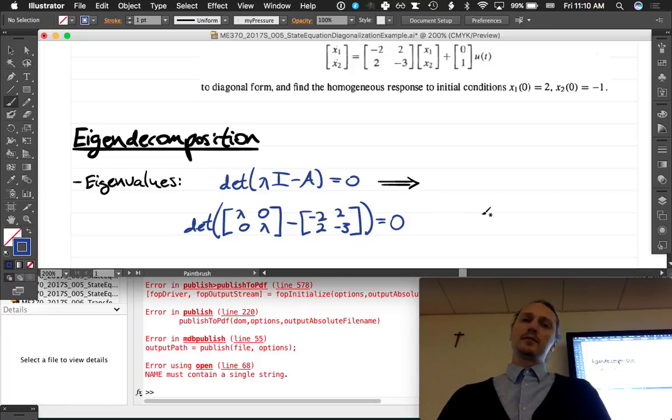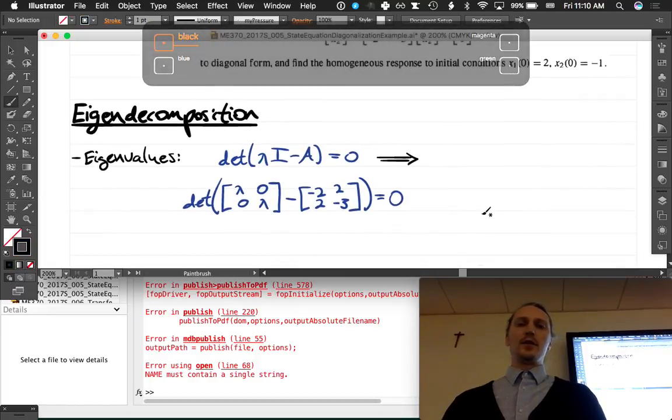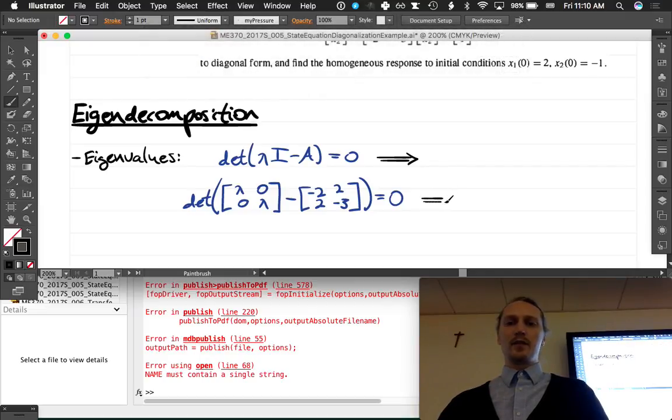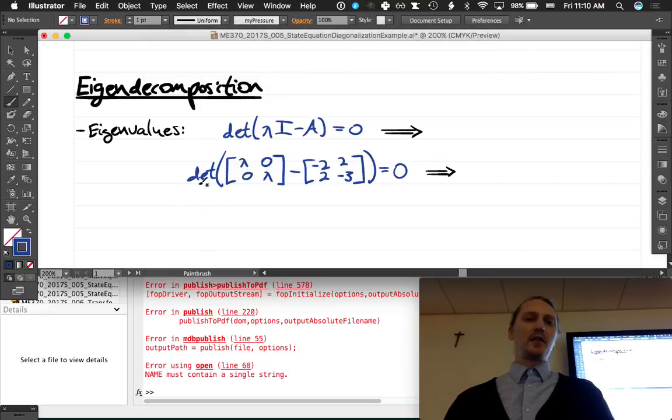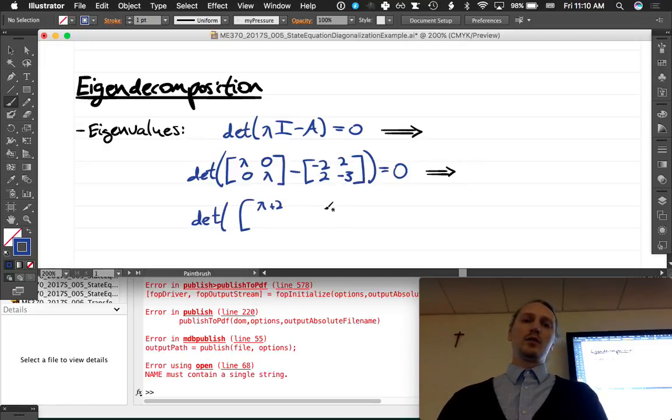Okay. Now let's do that subtraction step first, just to take everything slowly. So we have determinant of, now we just have one 2 by 2 matrix. The first element is lambda minus negative 2, which is lambda plus 2. The second element is 0 minus 2, which is negative 2.